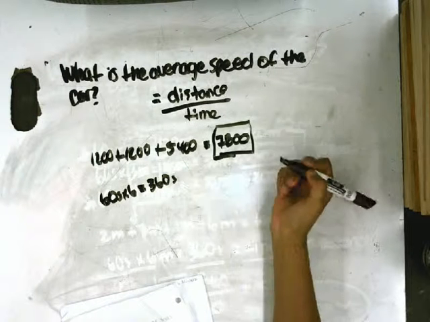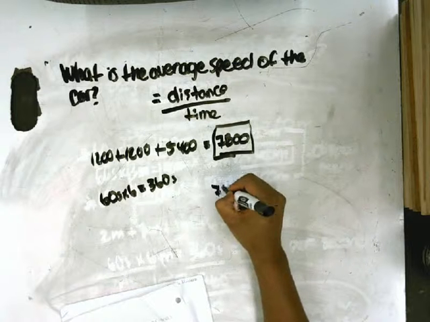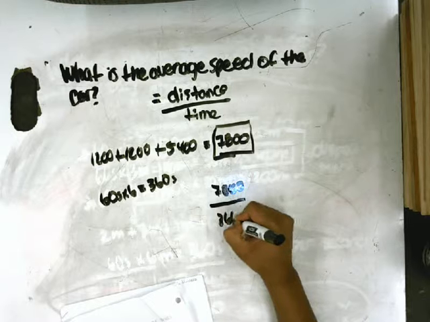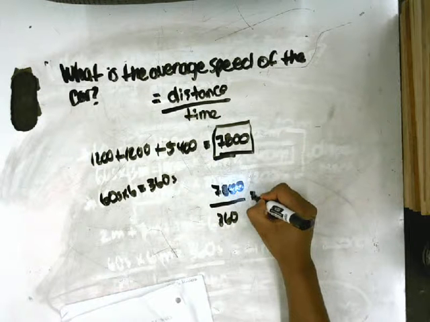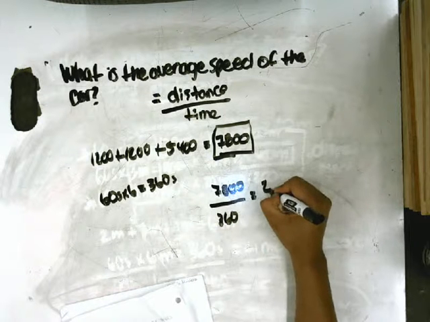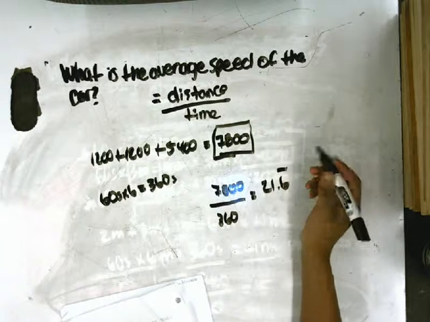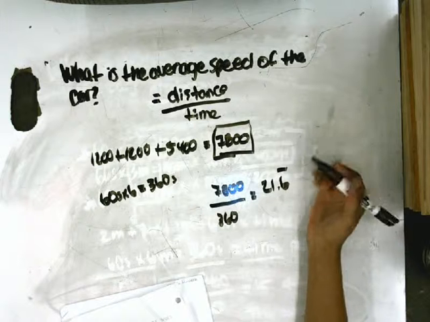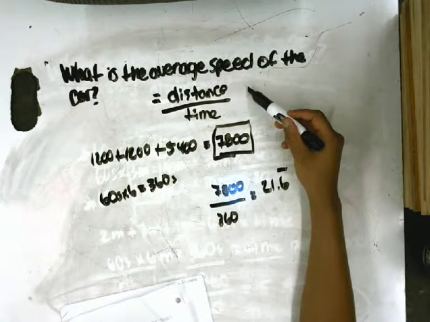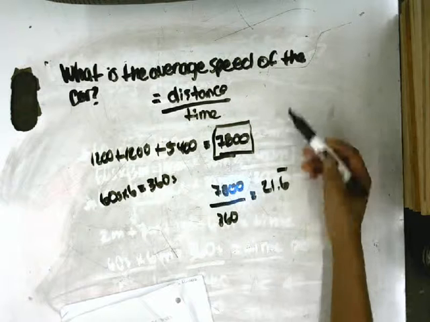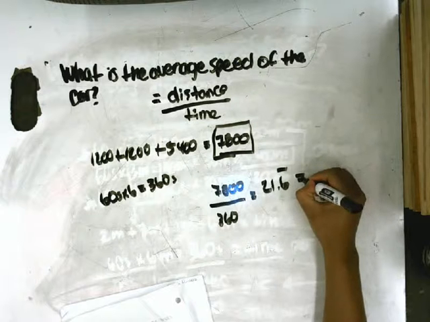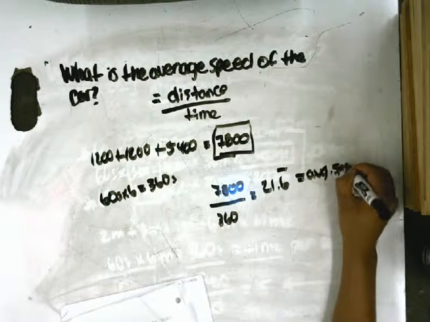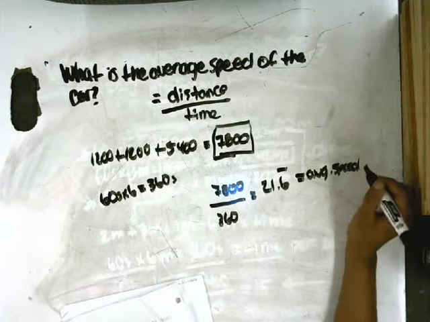So, you're going to take the distance, 7,800, divide that by 360 seconds, and it's going to give you 21.6. So, we just took the distance, divided it by the time, and this is going to give us our average speed.